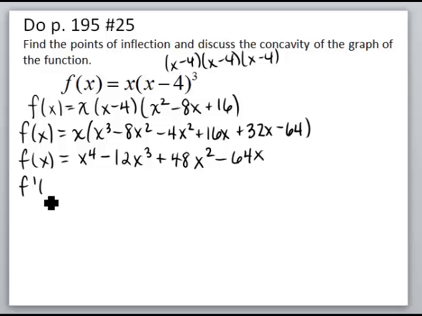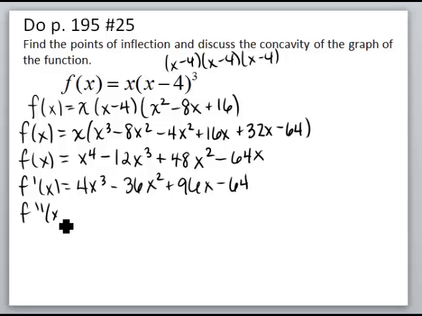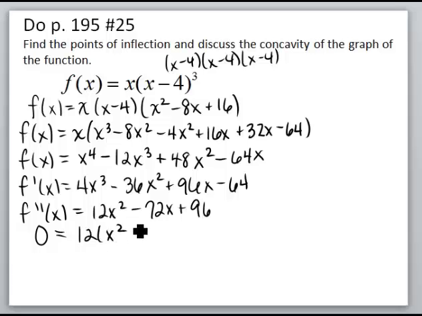So the first derivative ends up being 4x cubed minus 36x squared plus 96x minus 64. My second derivative is 12x squared minus 72x plus 96. Now, this one I want to find out where it's equal to 0. If there are no values where it doesn't exist, I am going to be able to factor out a 12, so it makes it easier to factor.